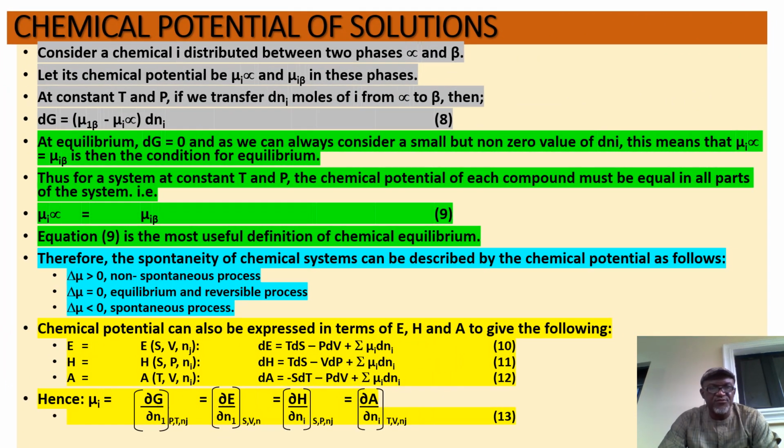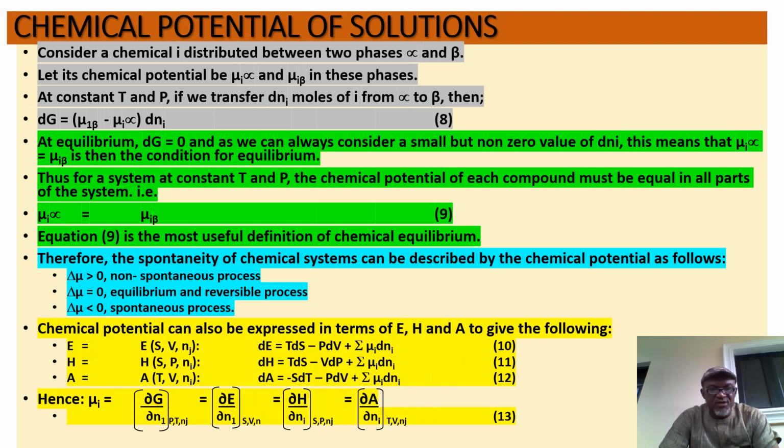Of course, for solutions, if we consider a migration between two phases, phase alpha and beta, we're saying the same thing. Look at equation 8. The dG is equal to mu i alpha minus mu i beta, minus mu i alpha, bracket dNi. That's what it means. So if the dG is 0, then it means that the chemical potential in the two phases must be equal. Mu i alpha must be equal to mu i beta. And that's what equation 9 is telling us.